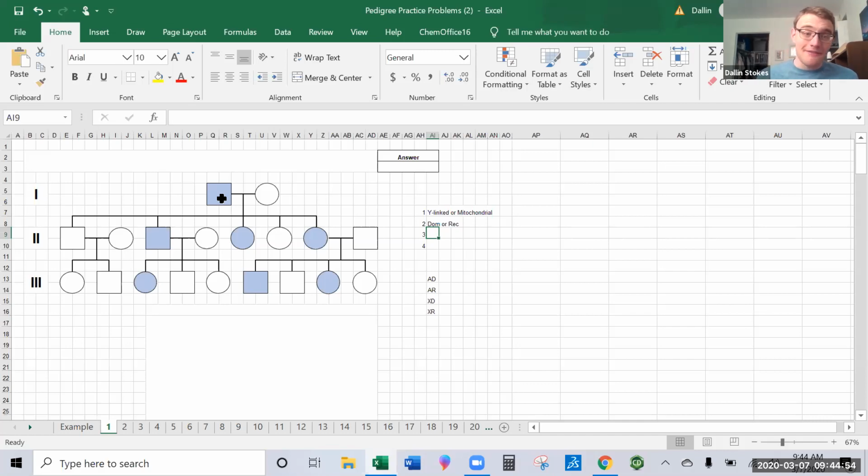Now, if we go to step 3 then, by determining that this one is dominant, we have gotten rid of 2 more. It can't be X recessive and it can't be autosomal recessive because we just narrowed those out by declaring it dominant. So now we're down to 2. We've got autosomal dominant and X-linked dominant. Step 3 is to determine if it's autosomal or X-linked.